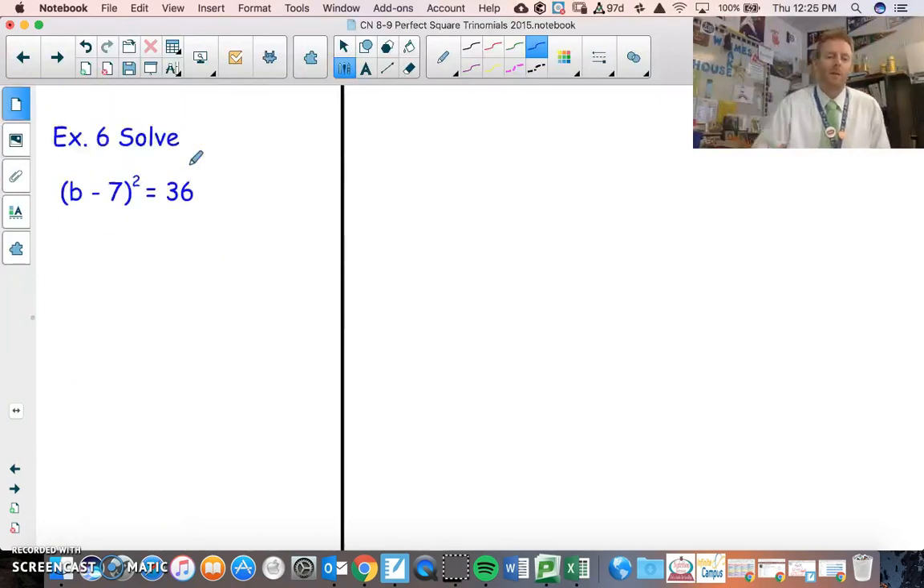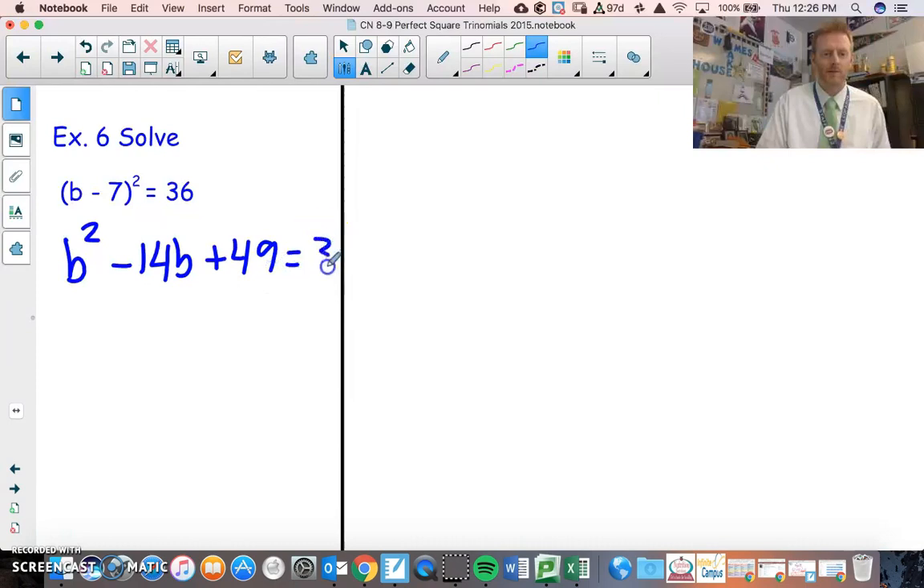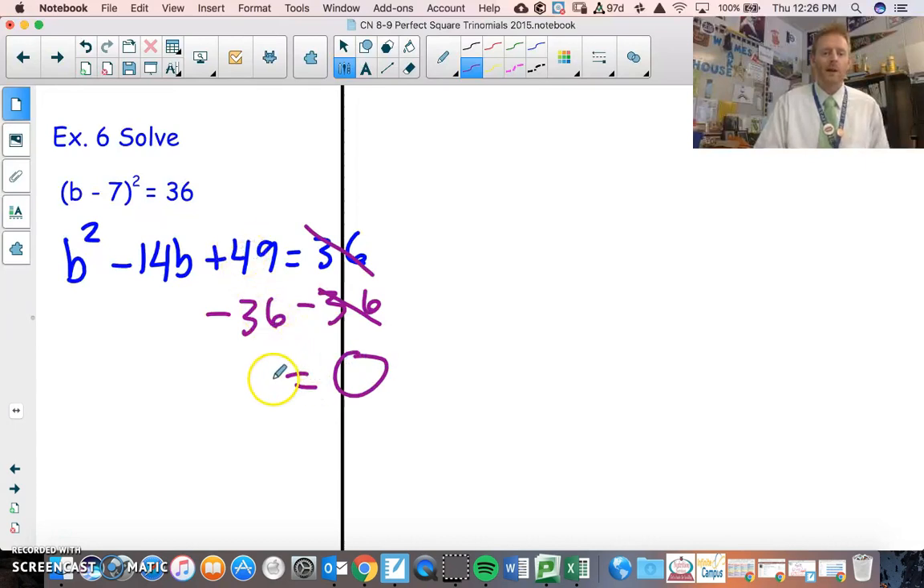I'll do example 6 for us right now. All right, check this one out. We're going to actually go through the process of taking this perfect square trinomial and doing the work. So it's going to become a b squared minus 14b plus 49 equals 36. So I've quickly FOILed it. I'm going to then subtract 36 from both sides. And that gets me to have it equal to 0 like we wanted. And 49 minus 36 makes a 13. So I have a b squared minus 14b and then a plus 13.